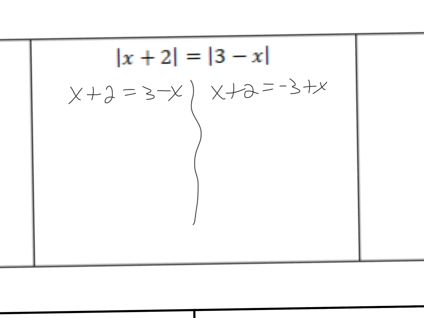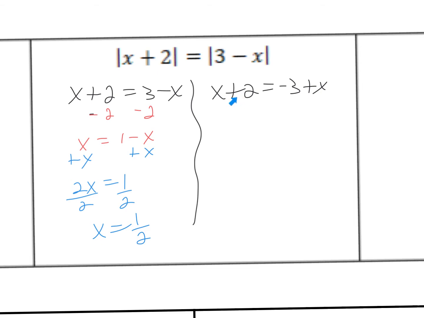So I'm going to subtract 2 from both sides in order to solve this, and I'm going to end up with x equals 1 minus x. Then I'm going to add x to the right side and the left side, and I get 2x equals 1. Then I divide by 2, and x equals 1/2 is one of my solutions.